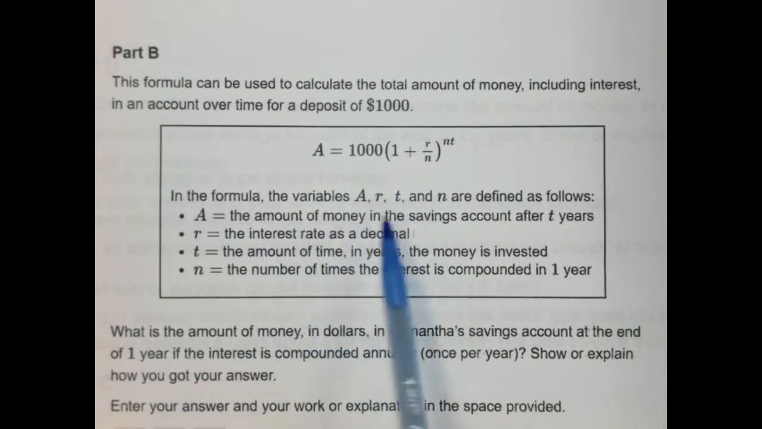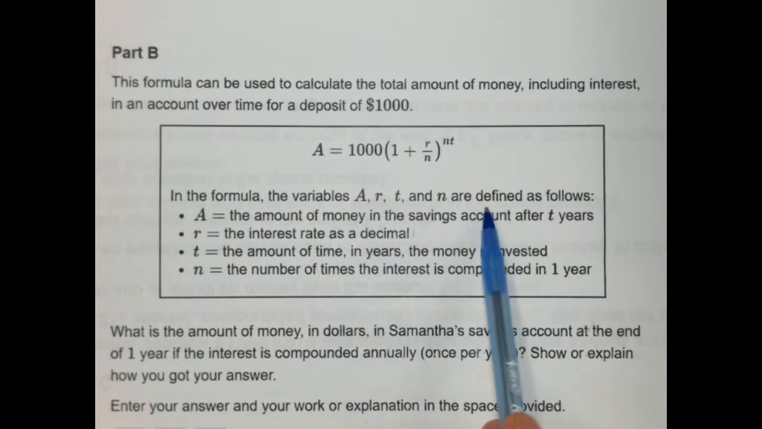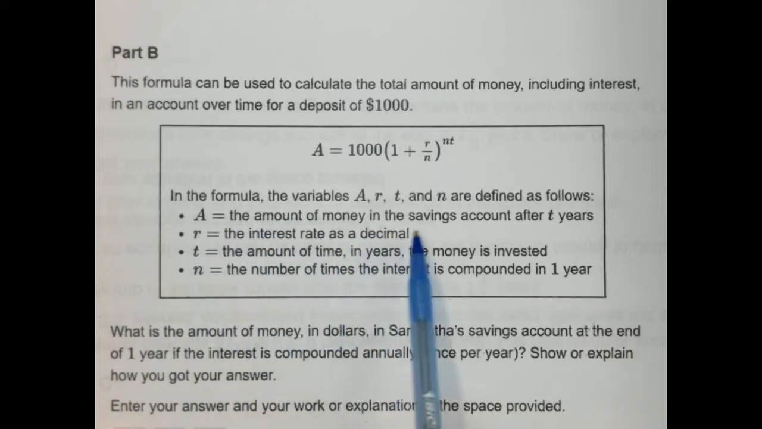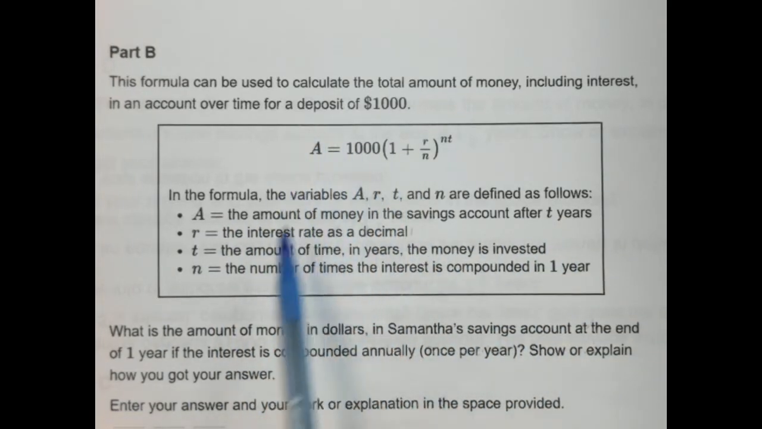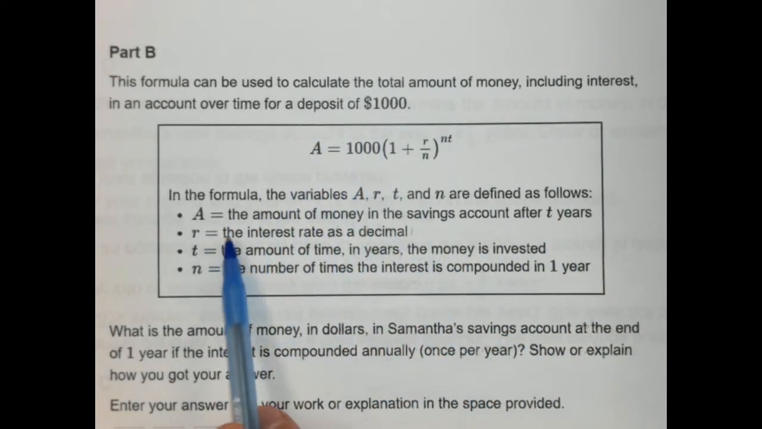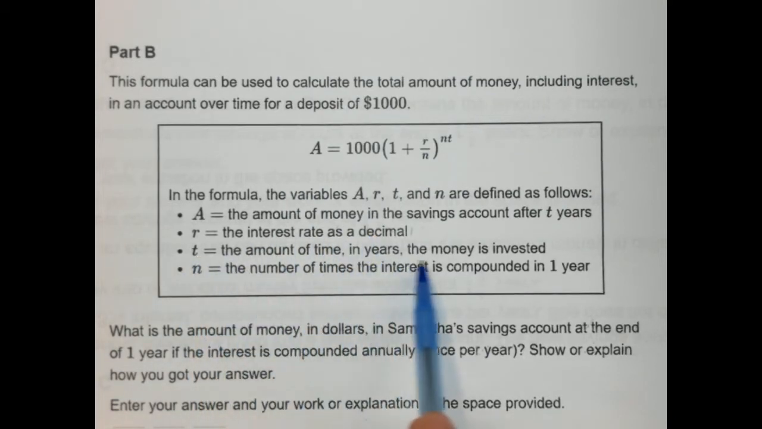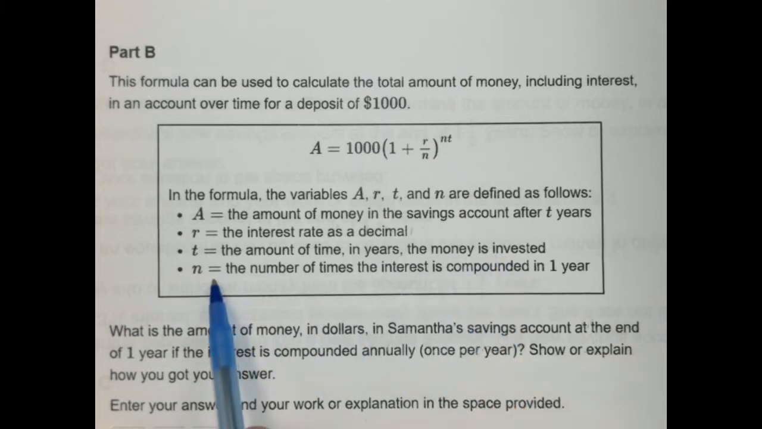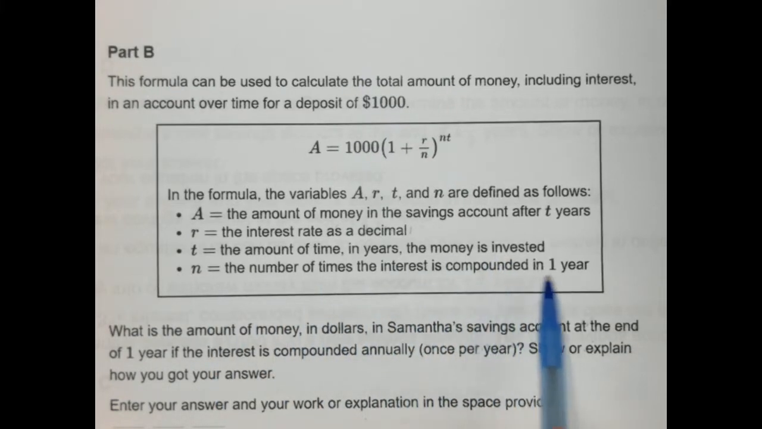In the formula, the variables A, R, T, and N are defined as follows. A is the amount of money in the savings account after T years. This is what's in there, rather. R is the interest rate as a decimal. T is the amount of time in years the money is invested. And N is the number of times the interest is compounded in 1 year.